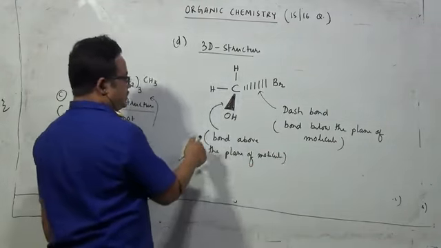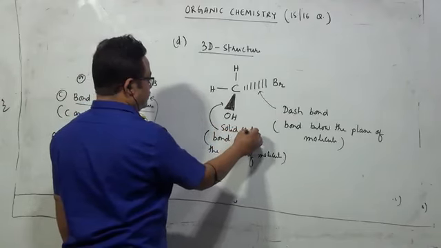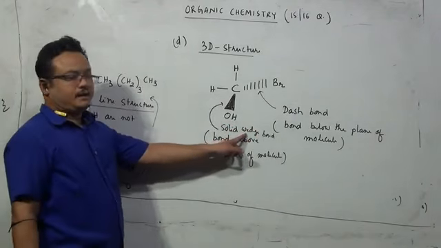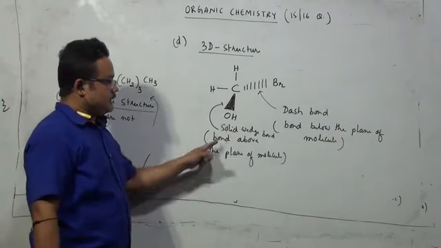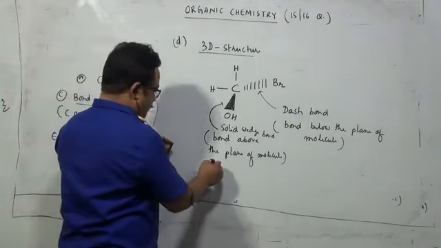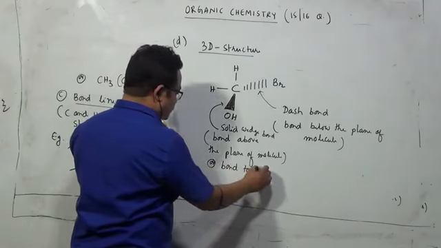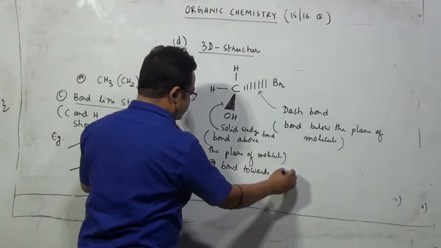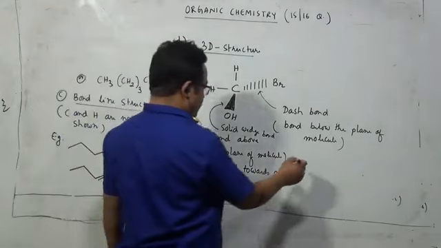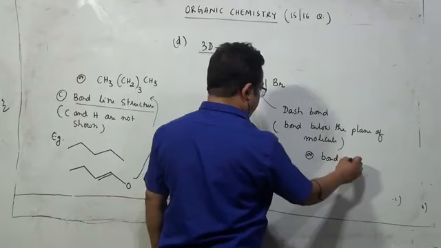This is the solid wedge bond. Again, the solid wedge bond is a bond above the plane of the molecule, a bond towards the observer. And this is a bond away from the observer.